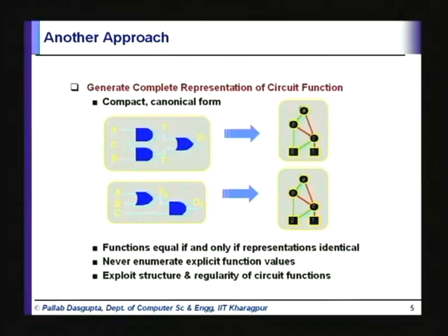So what we therefore do is we transform each circuit into a canonical representation. What is meant by a canonical representation? The representation is going to be the same for a given function. So if I take 5 different implementations of that function, the canonical representation of all those 5 implementations will be only 1.